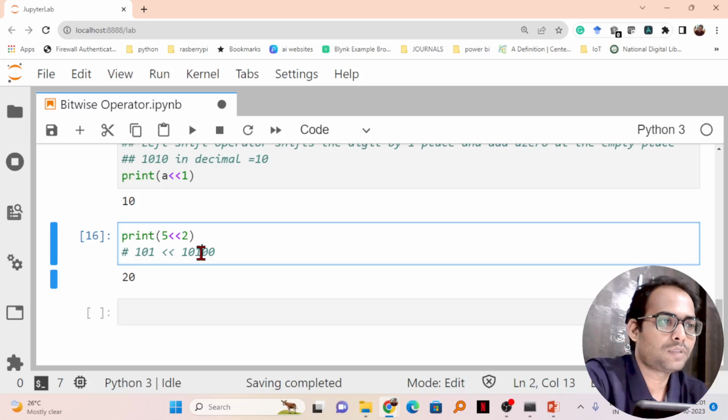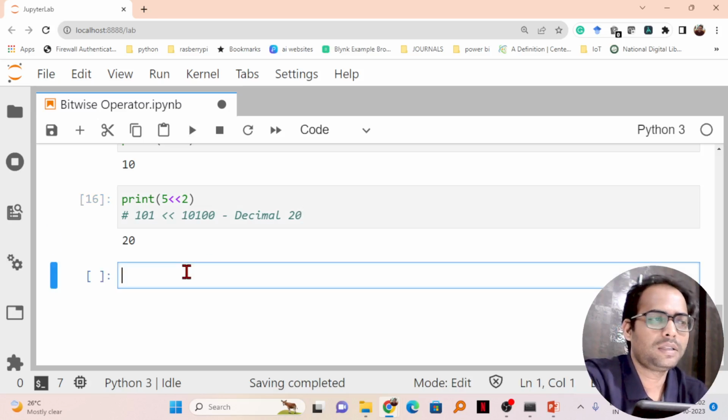Now you see this 101 is shifted to the left side by two places. It is shifted, which means in its place there will be two zeros, and 101 is shifted to the left. So if you see the answer here, it is 0, 2, 4, 8, 16. So 16 plus 4, this answer in decimal is 20.